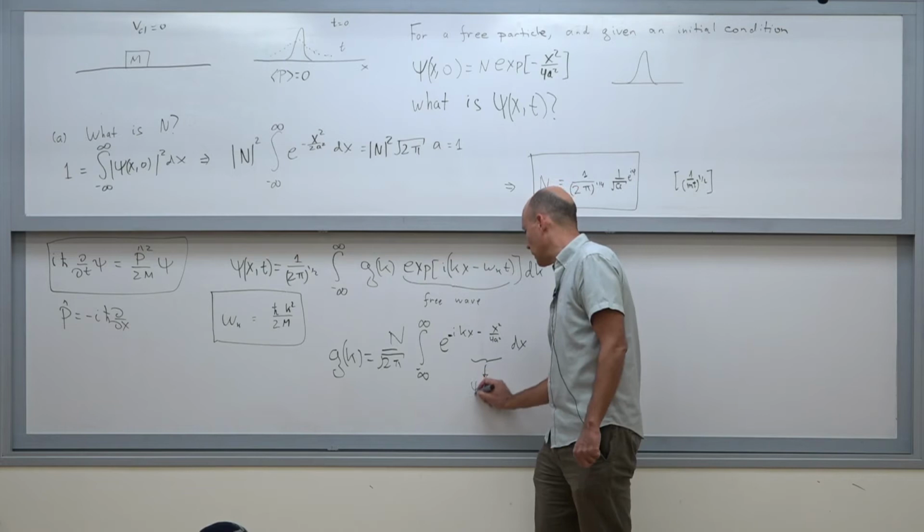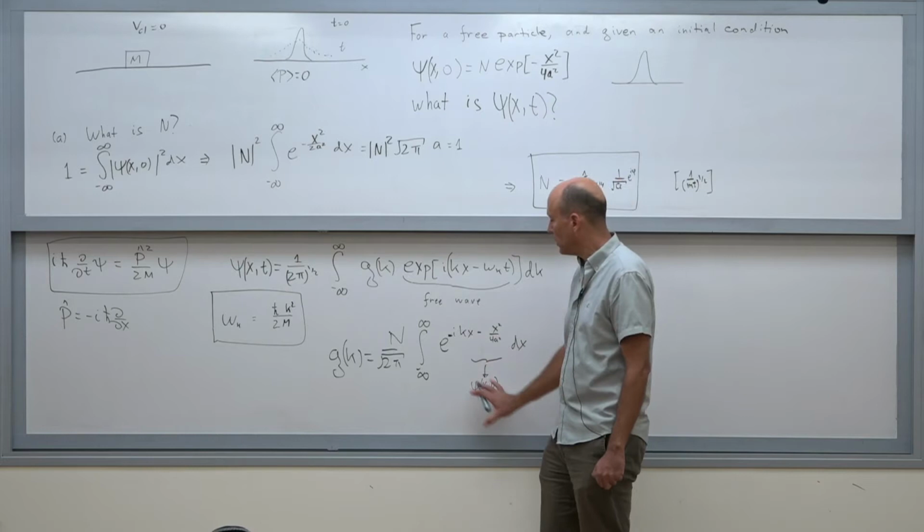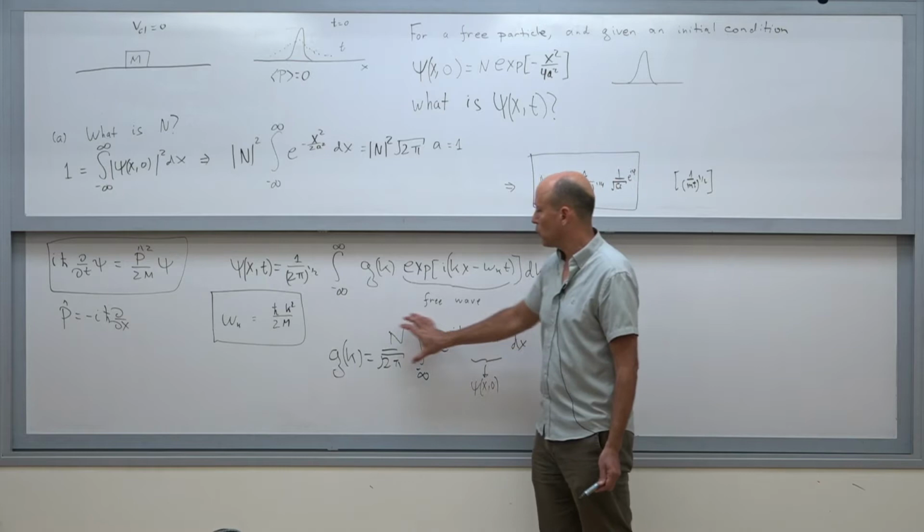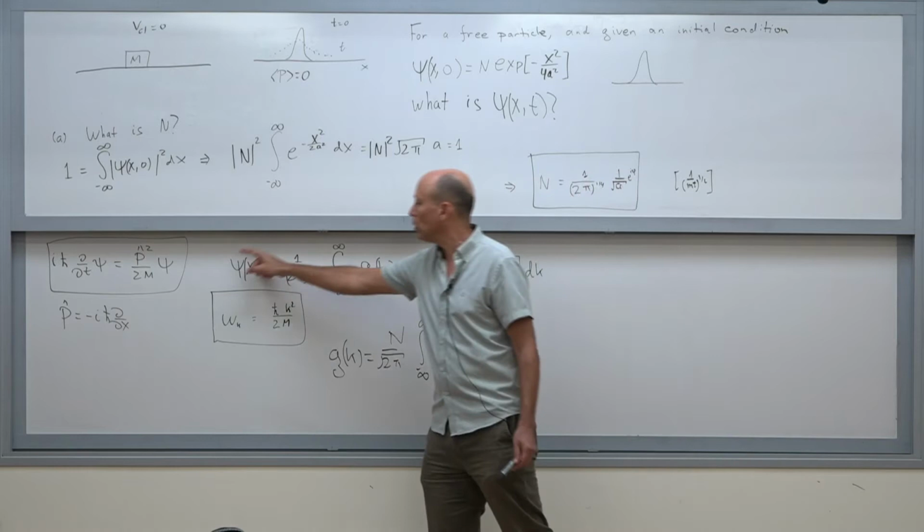And this guy here, in the exponent, is simply the initial condition. So the general formula is: take the Fourier transform of the initial condition. This is the initial condition in my problem. Then I get back g of k. So the idea is: initial condition, Fourier transform it, get g of k, plug it into this equation, do this integral, and then you get the wave function at time t.